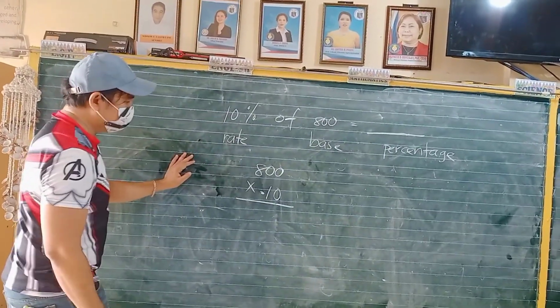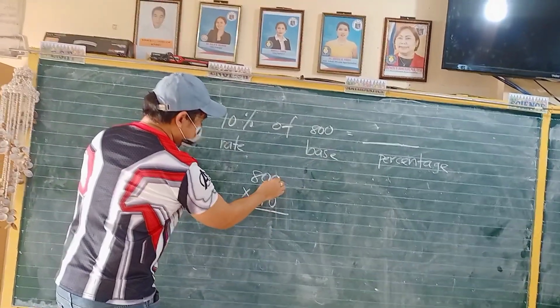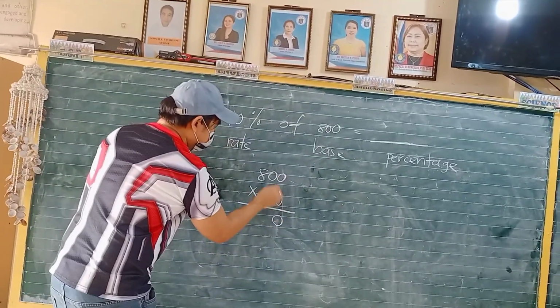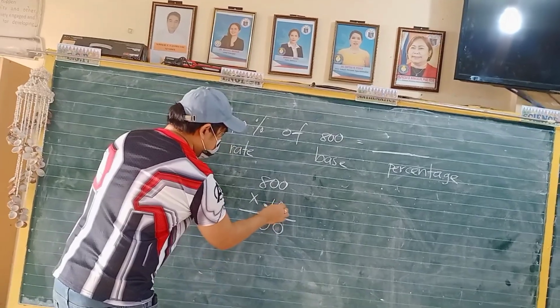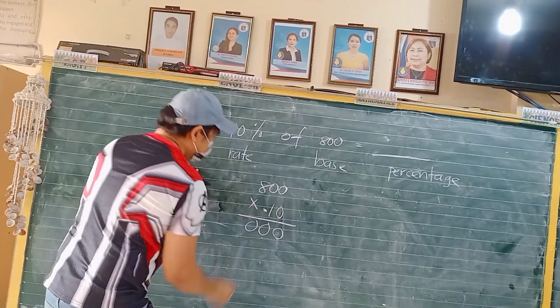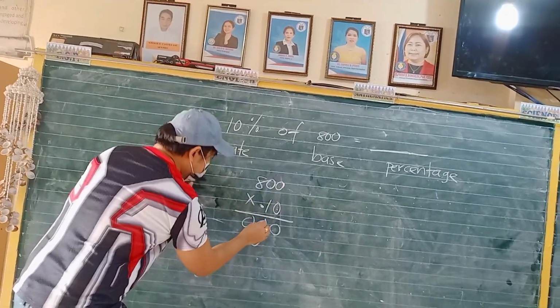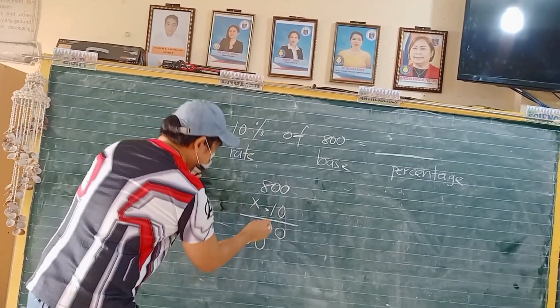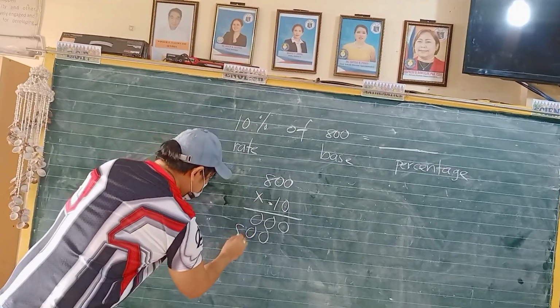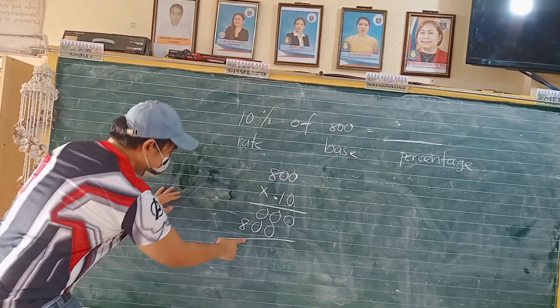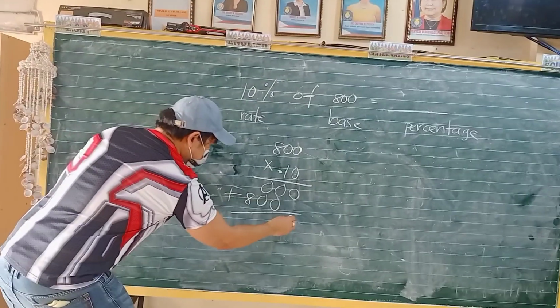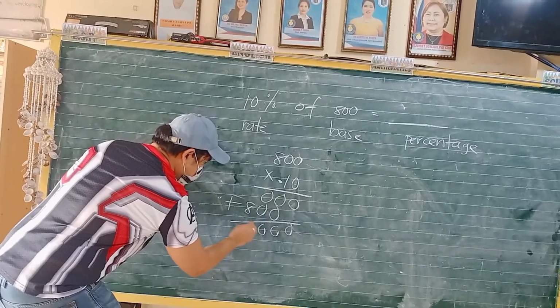So let us compute. So 0 times 0 equals 0. 0 times 0 is 0. 0 times 8 is 0. Then here, 1 times 0 is 0. 1 times 0 is 0. Then 1 times 8 is 8. So next step is we have to add. So 0, 0, 0, and 8.